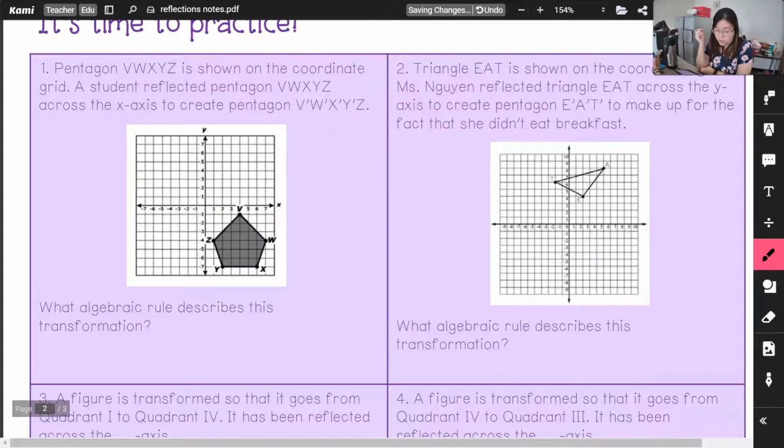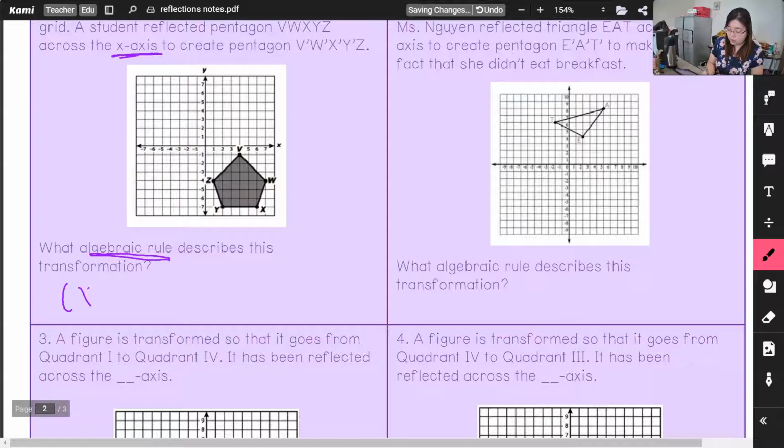Number 1 says, pentagon VWXYZ is shown on the coordinate grid. A student reflected pentagon VWXYZ across the x-axis to create pentagon V', W', X', Y', Z'. What algebraic rule describes this transformation? Well, it tells us we're reflecting across the x-axis, so we actually don't really need this picture. We know that the rule for x-axis is that x stays the same, y changes signs, so the algebraic rule is x comma y, arrow, x, and y changes sign, so it's negative y. Right?